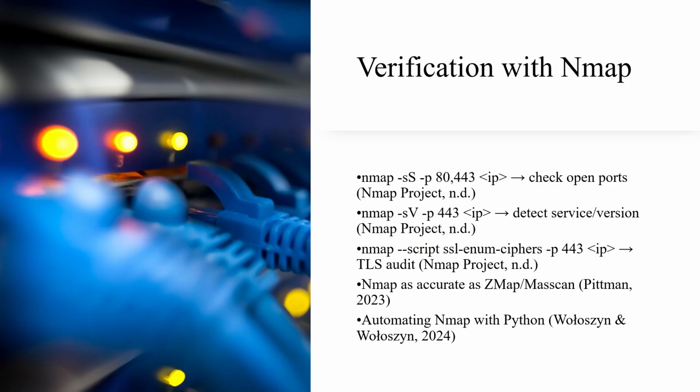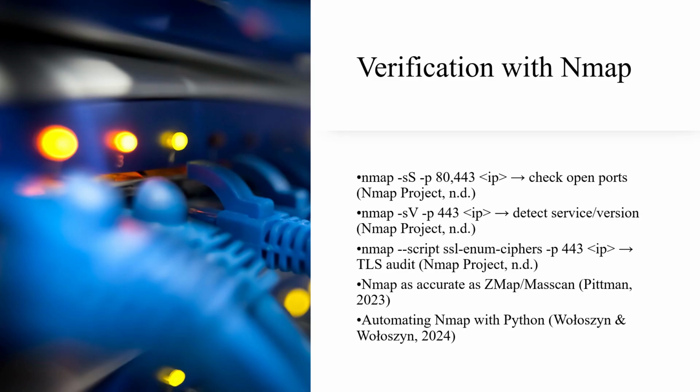After configuring Apache, it is essential to verify that our servers are truly secure. We use Nmap for testing. First, we run a SYN scan. This checks that only the expected ports, like HTTP on 80 and HTTPS on 443, are open. Next, we use nmap -sV -p 443. This command tells us which service and version are running on port 443, helping us confirm that TLS is properly enabled. Finally, the script will perform an audit of all supported TLS protocols and ciphers. This ensures the server isn't allowing weak or outdated encryption.